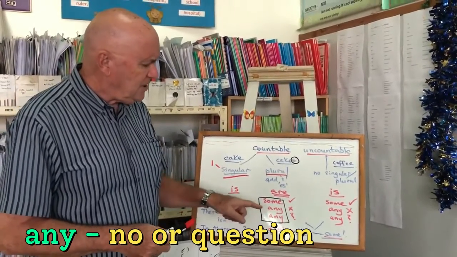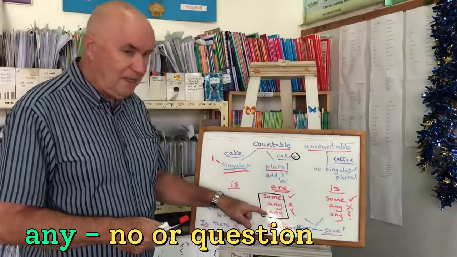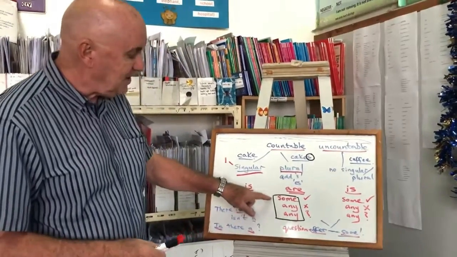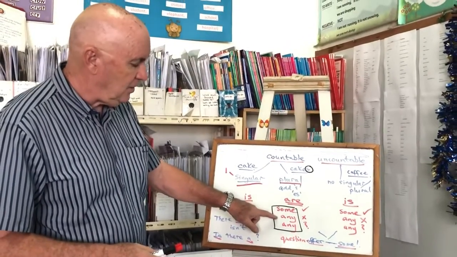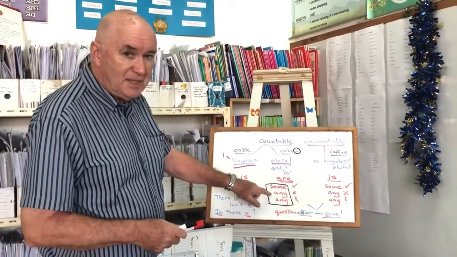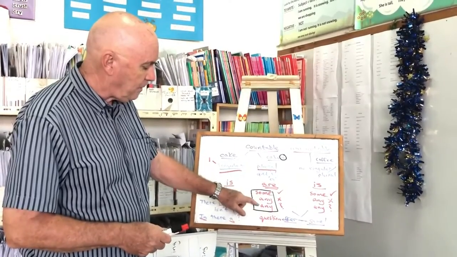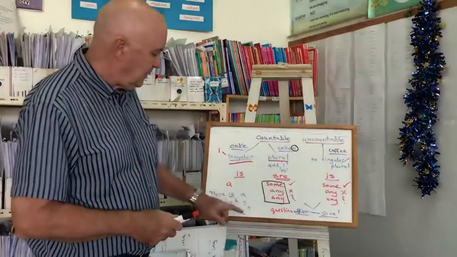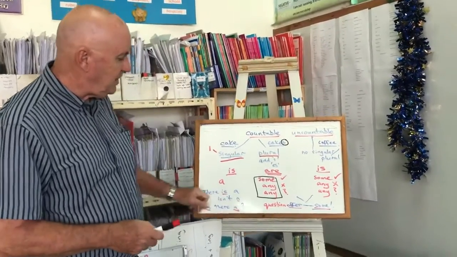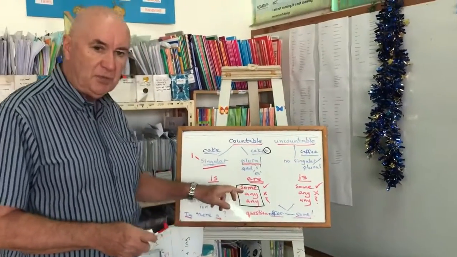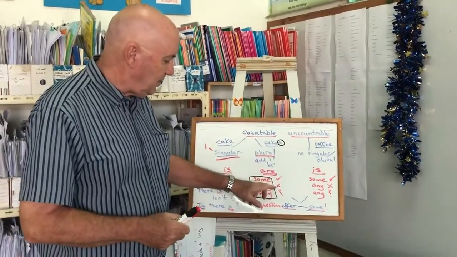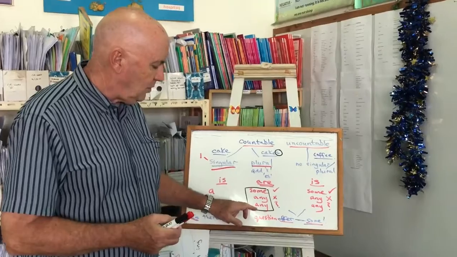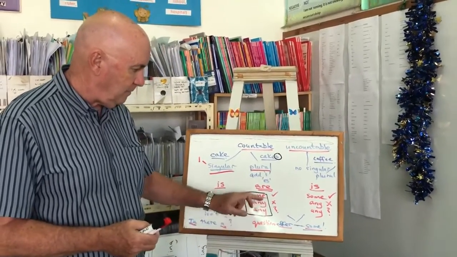Now, if we're going to say no, or we make a question, we use any. So we would say yes, there are some, but no, there are not any. The question would be, are there any? So here for singular we use there is, but for plural we use there are. There are some, but no, there are not any. Or a question, are there any?